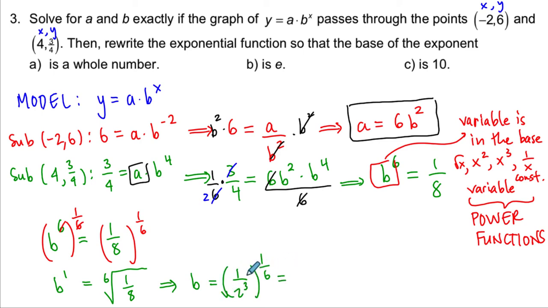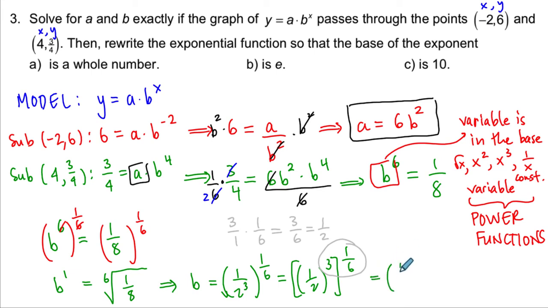So I could rewrite this as 1/2 all cubed, and then all to the exponent of 1/6. Now these exponents can multiply to get rid of the square brackets, and 3 divided by 6, because we're multiplying 3 over 1 times 1 over 6, which gives us 3 over 6, or 1/2. So it gets a little bit confusing because we have 1/2 to the 1/2, and that's just the value for b. Now we take that value and we back substitute it into, let's say, the red equation, and we can solve for a.